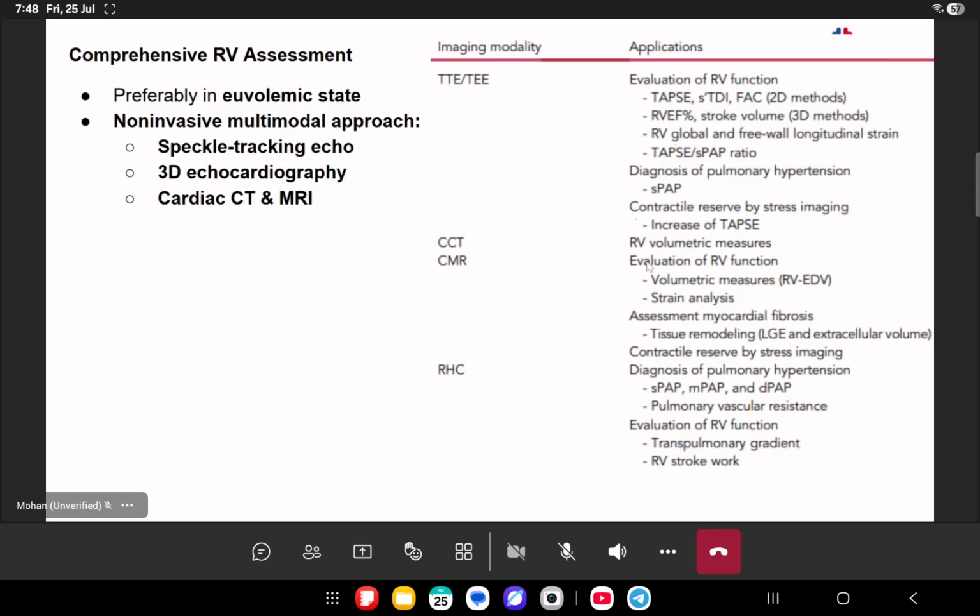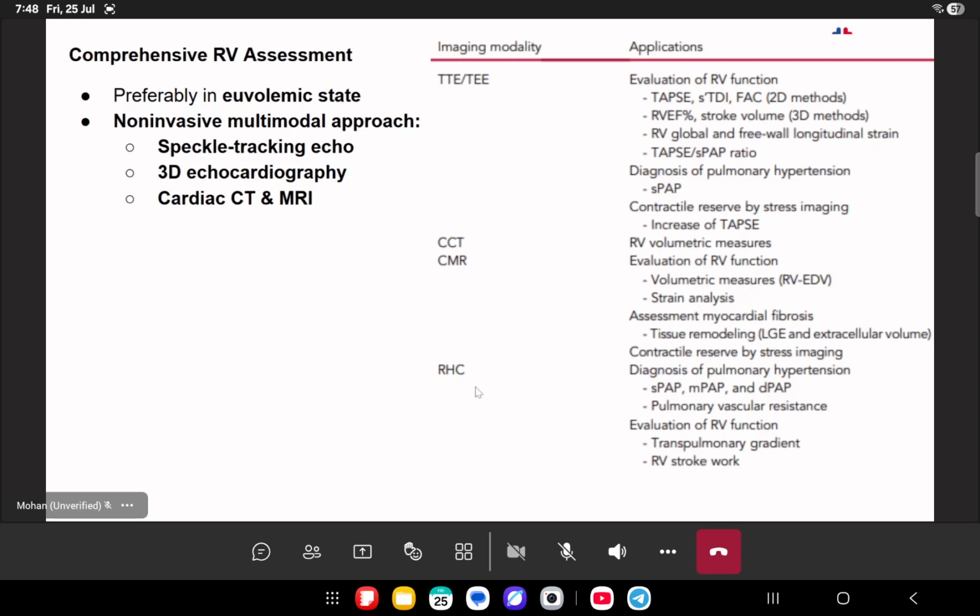And then CT and MRI. CT will give us volumetric measurements, and MRI will give volumetric measurements and strain analysis. Assessment of myocardial fibrosis is also possible through late gadolinium enhancement and extracellular volume. Contractile reserve by stress imaging can be assessed in both CT and MRI.